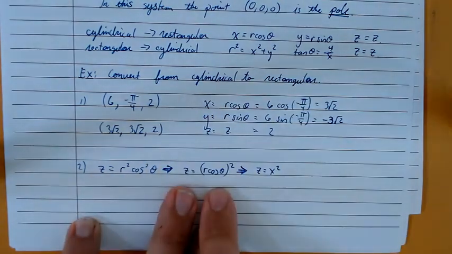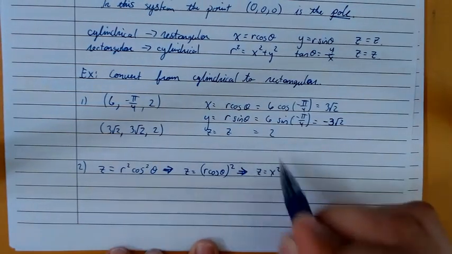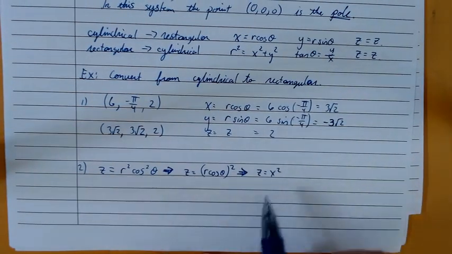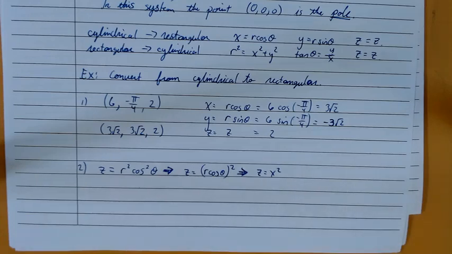So this becomes this, which becomes this. Oh, and there we go. That's a rectangular equation in the rectangular coordinate system, x, y, and z.